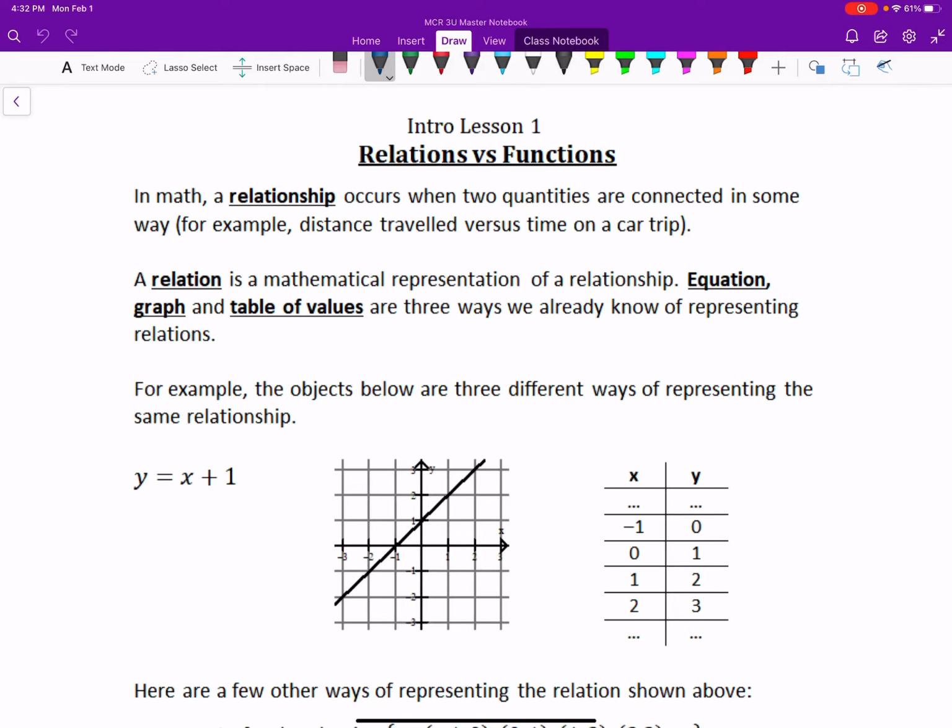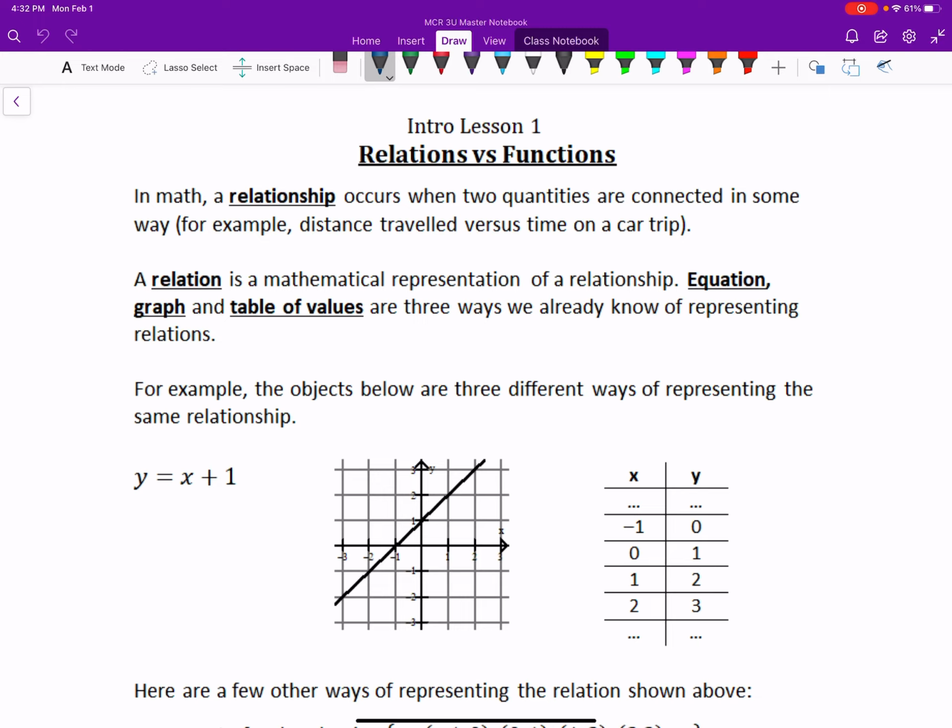In this lesson, we're going to look at the difference between a relation and a function in math. So in math, a relationship occurs when two quantities are connected in some way. For example, distance traveled versus time on a car trip. A relation is a mathematical representation of a relationship.